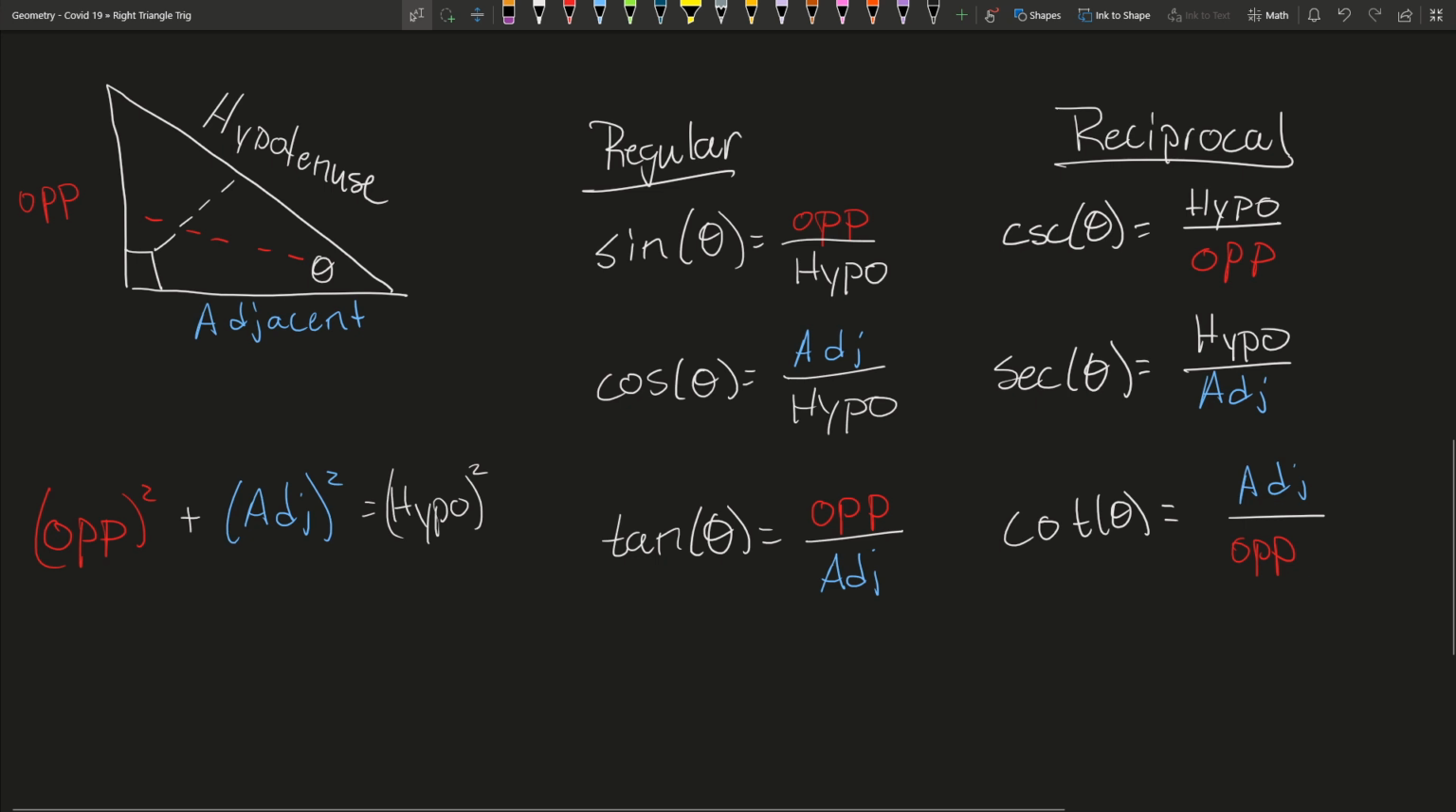Are the problems going to be the exact same? Otherwise, yeah, everything that you do is going to be the exact same, except your ratio is going to be flipped. Okay, so let's do an example or two.